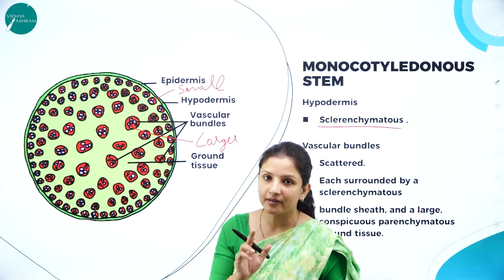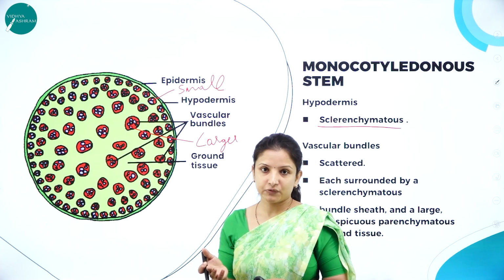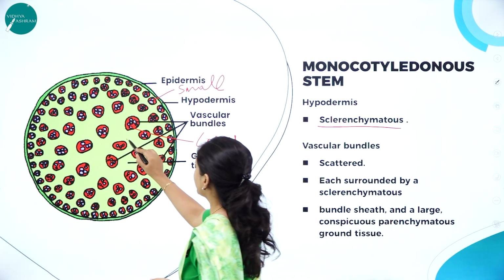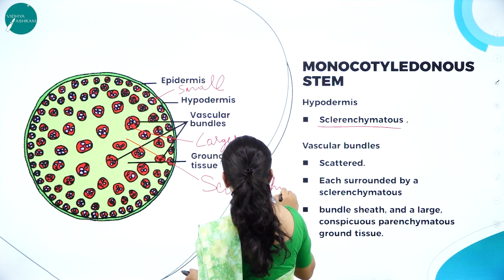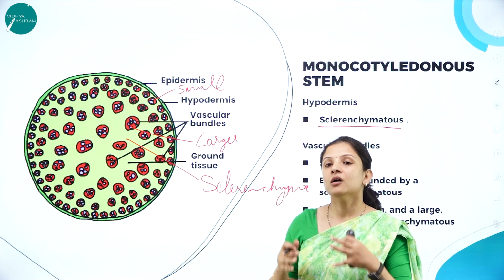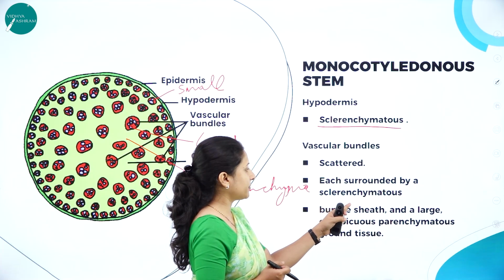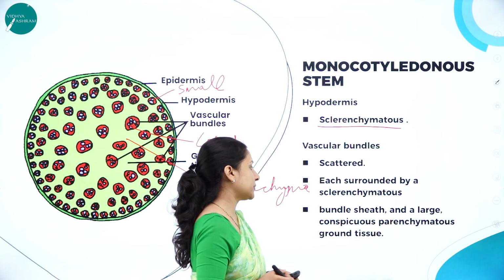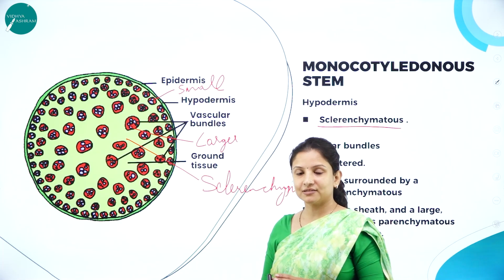Between the vascular bundles, what was present? Parenchyma cells were present in the case of the dicot stem. But in the monocot stem, what is there? Entirely, this is sclerenchyma. It is made up of sclerenchyma cells. Therefore, the hypodermis is made up of sclerenchyma only. And they have the sclerenchymatous bundle sheath and a large conspicuous parenchymatous ground tissue. The ground tissue is made up of parenchyma cells.